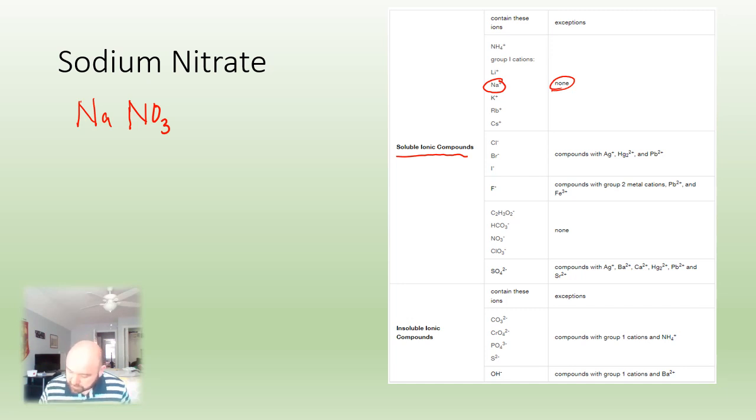I also see that if I look further down there, the nitrate ion is also listed on soluble ionic compounds with no exceptions. So I feel pretty confident saying that this compound is water soluble.